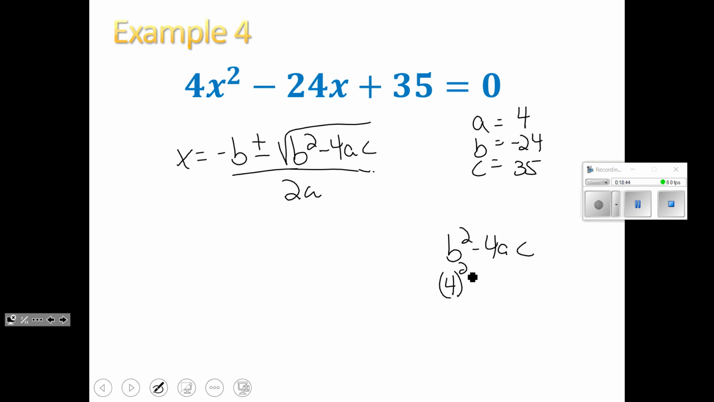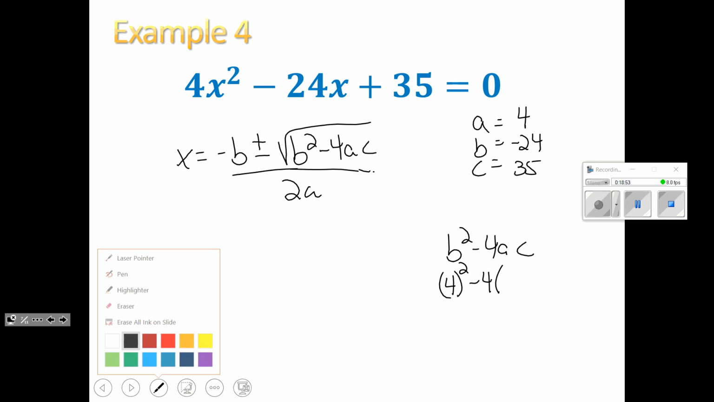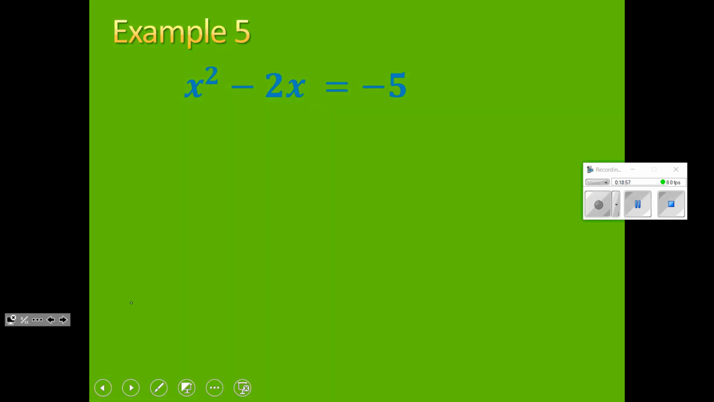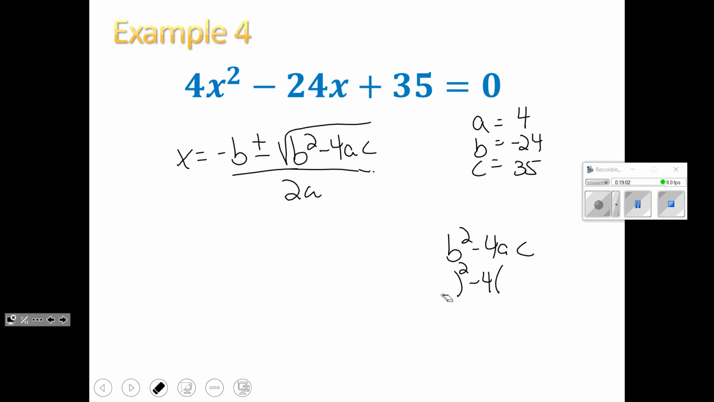4 squared minus 4. Sorry. I'm losing my brain. Let's try again. Erase. There we go. Okay, let's put in negative 24. I plugged in A, not B. So B is negative 24 squared minus 4 times 4 is A times 35 is C.